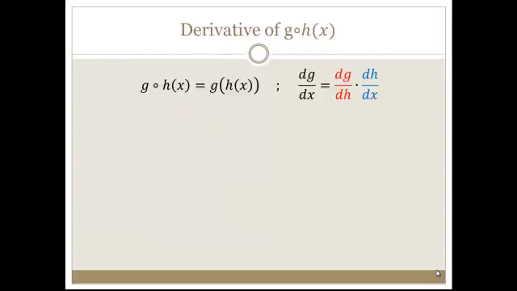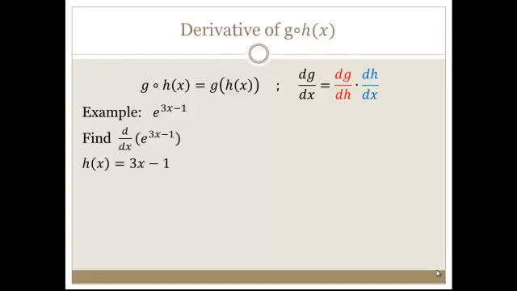Let's look at one more example. Let's look at the function e to the 3x minus 1 and compute its derivative. Again, since we're not given the composition, we need to find it. Here, the first thing that happens to x is that we multiply by 3 and subtract 1. So our inside function h of x is 3x minus 1.